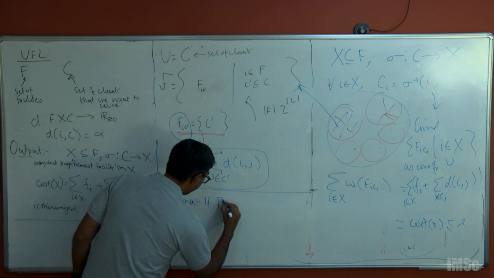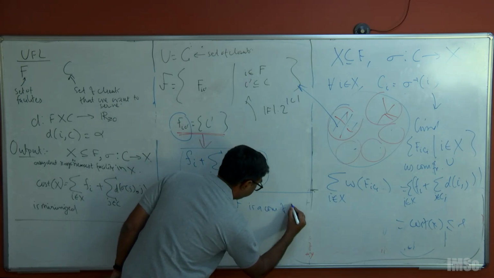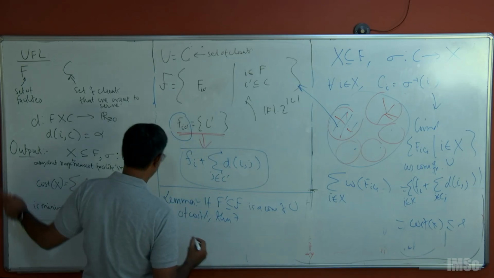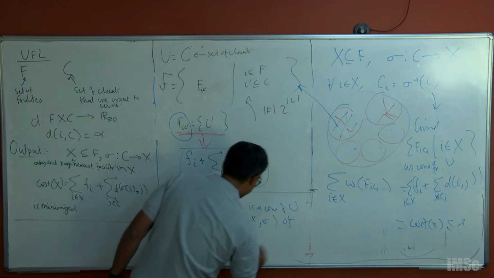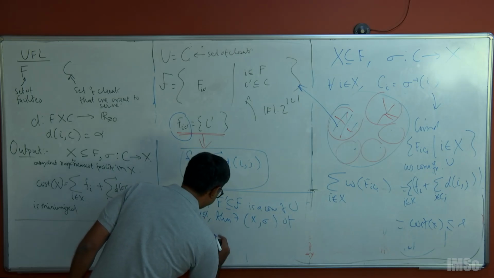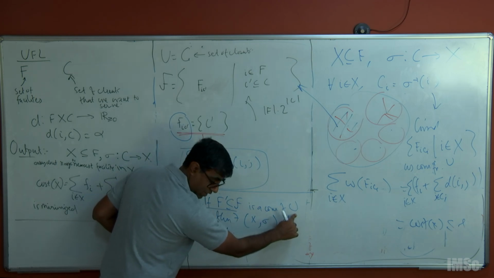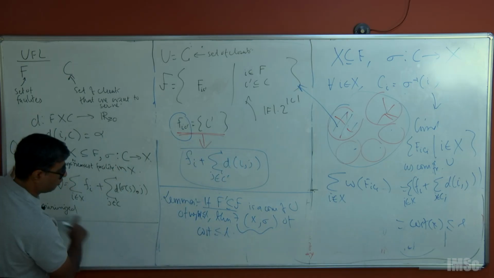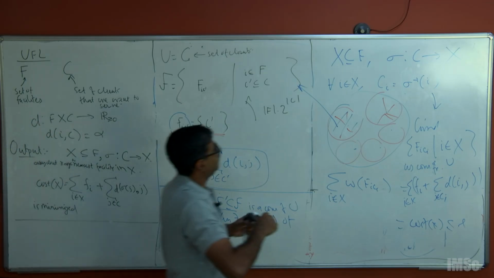If F prime, a subset of F, is a cover of U of cost L, then there exists (x, sigma) of weight at most L. So if you give me a family F prime which is a covering of U and whose weight is at most L, then I will give you an x and sigma whose cost will be at most L. Is that fine? Okay.